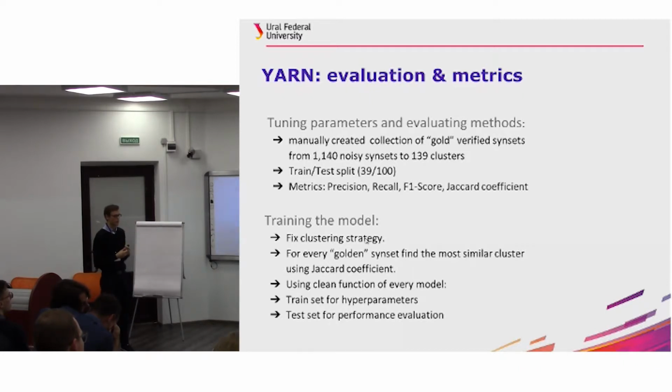We manually created this small collection and called it a gold standard. It was made the following way. To create this, we used the initial 1,000 noisy synsets and turned them into 139 clusters in such a way that each cluster represents a synset with exactly one concept.